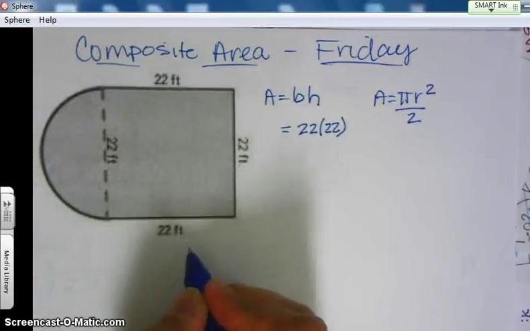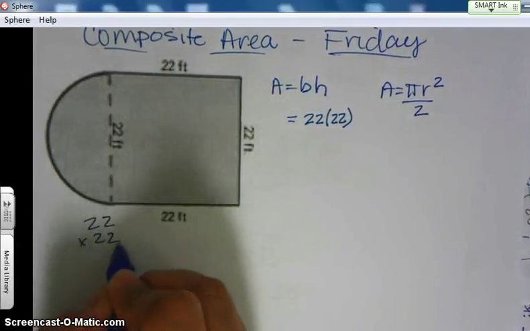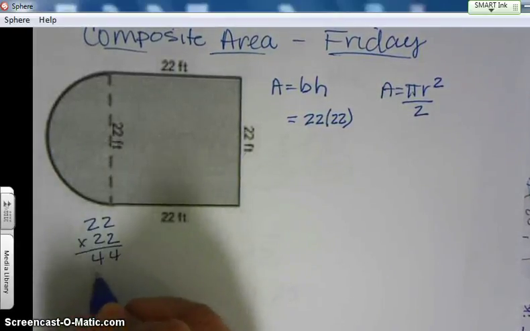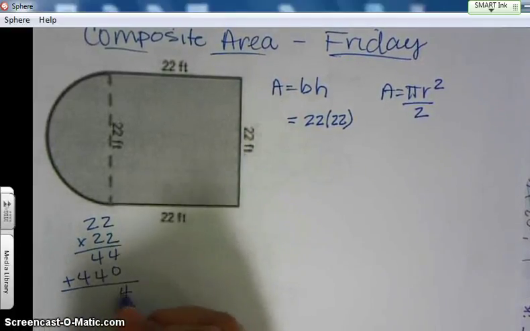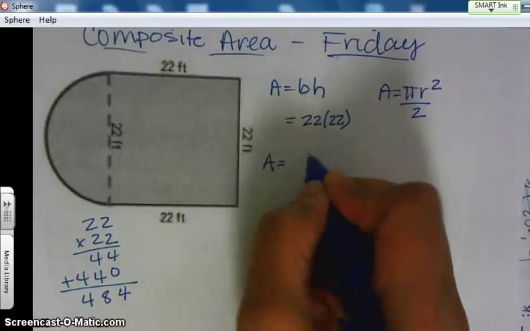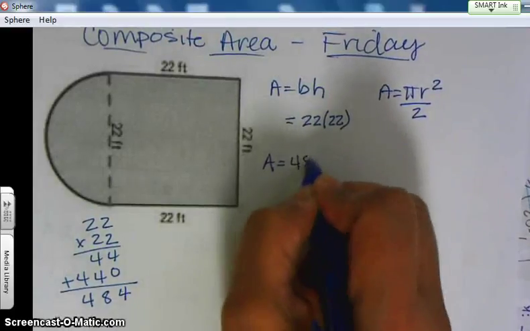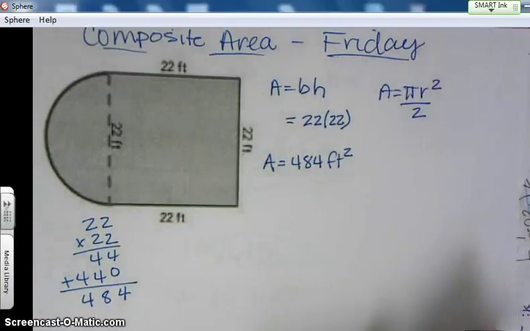So when I do the math, and I'm going to come down here and do the math, 22 times 22, 4, 4, 4, and 4. That's easy. When I add, I get 484, so the area of the square is 484 feet squared.